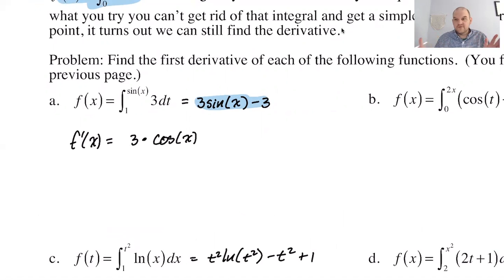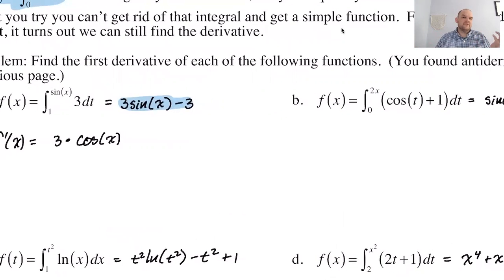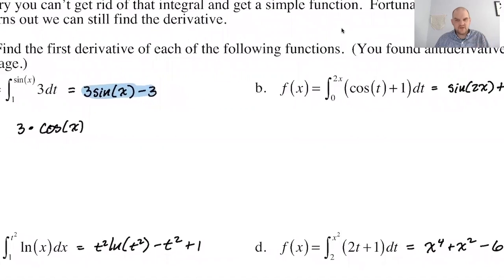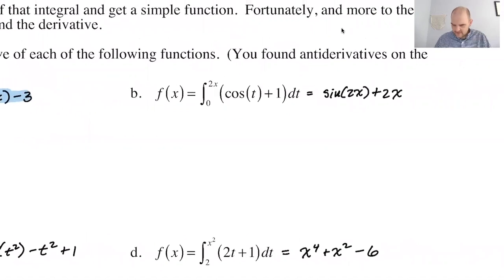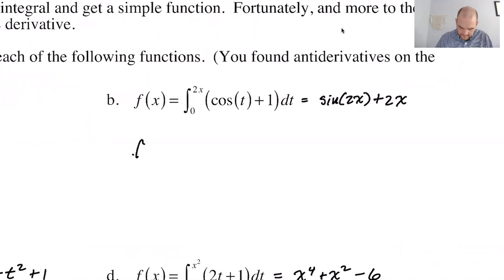Okay, I'm just going to leave that. There's nothing exciting about that, right? The derivative of sine is cosine, so 3 times cosine. Not a big deal. Let's find the derivative of this one. So here, f prime of x. All right, the derivative of sine of 2x is going to be 2 times the cosine of 2x. And then the derivative of 2x is 2, so plus 2.